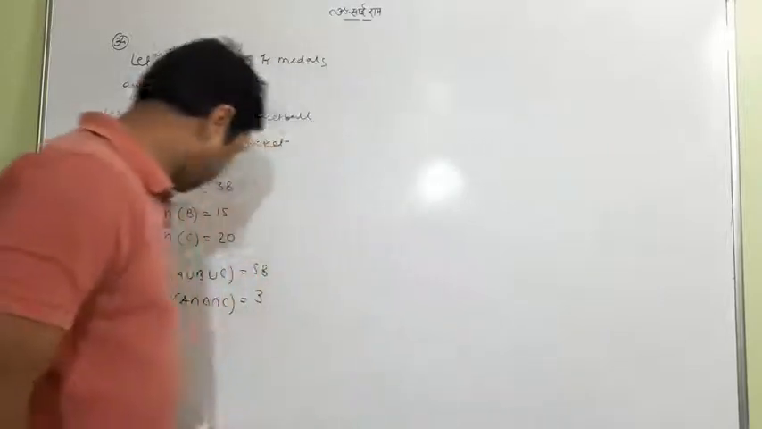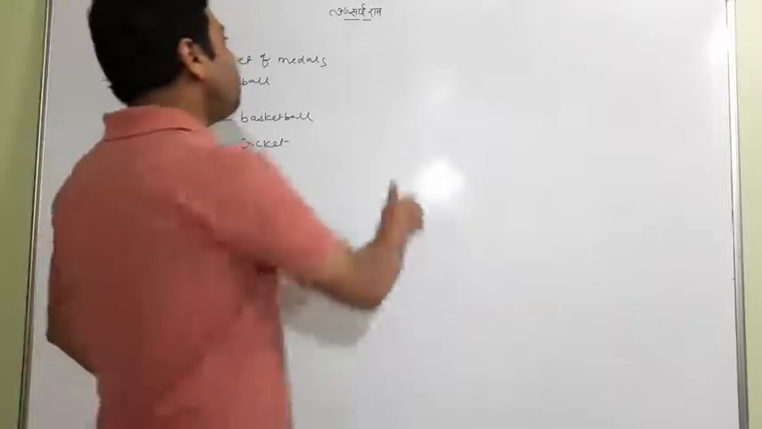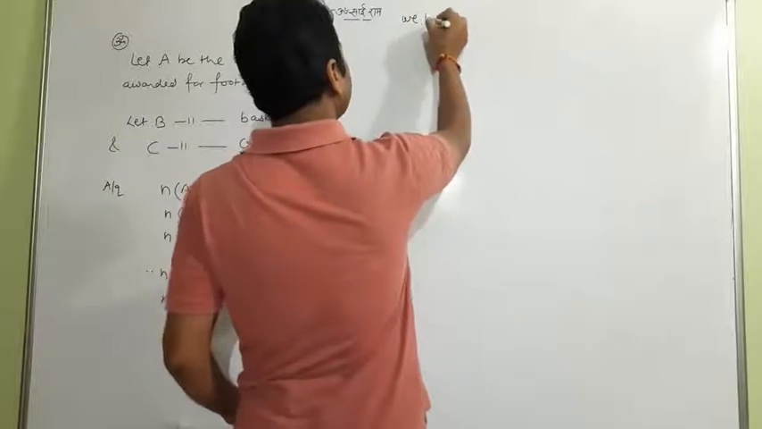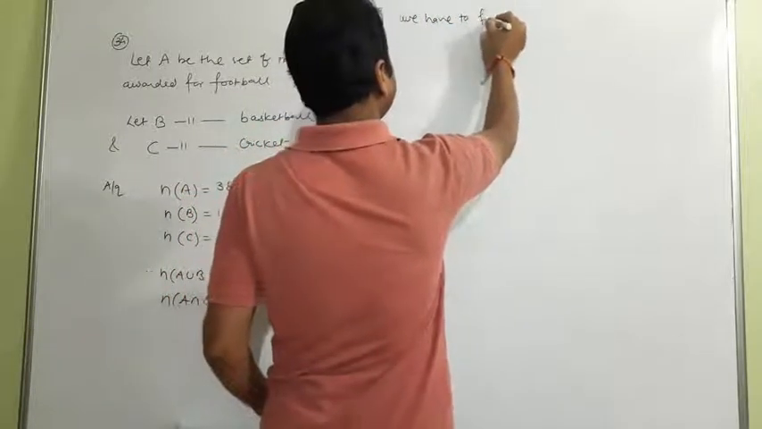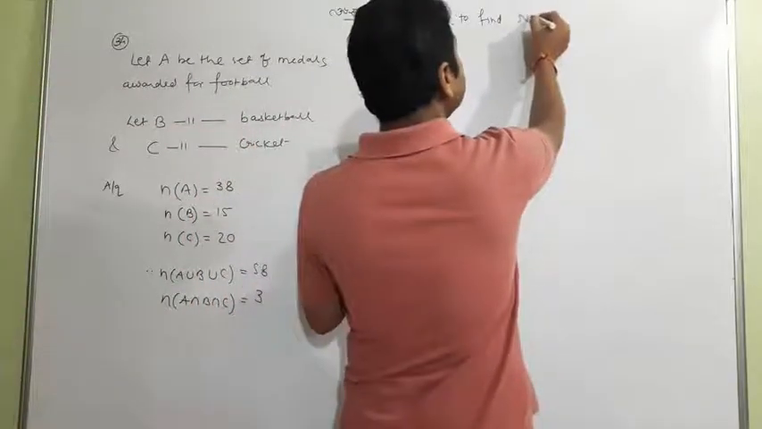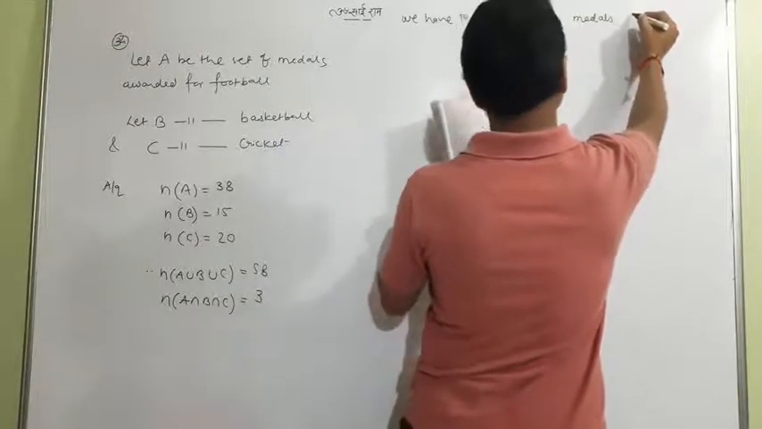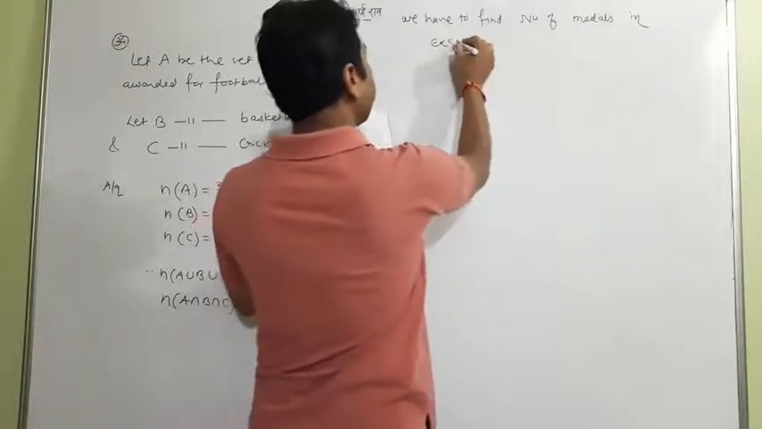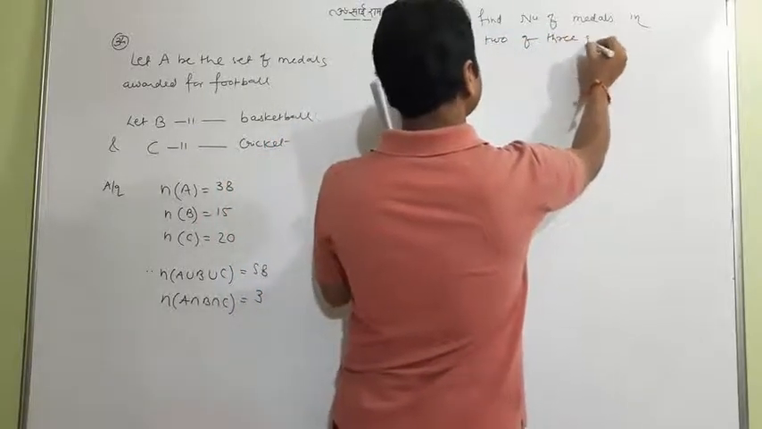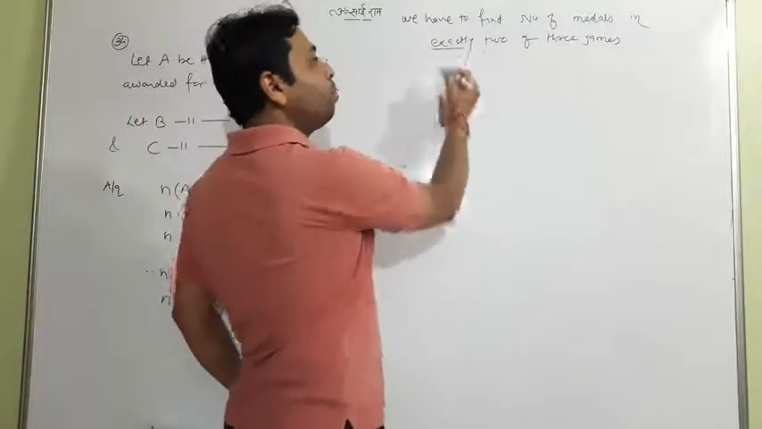Now what we ask, that is important. We are asked how many received the medal in exactly 2 of the 3 sports. With the picture I want to tell you what we asked. We have to find the number of medals in exactly 2 of 3 games. What is the meaning? The word exactly is very important.